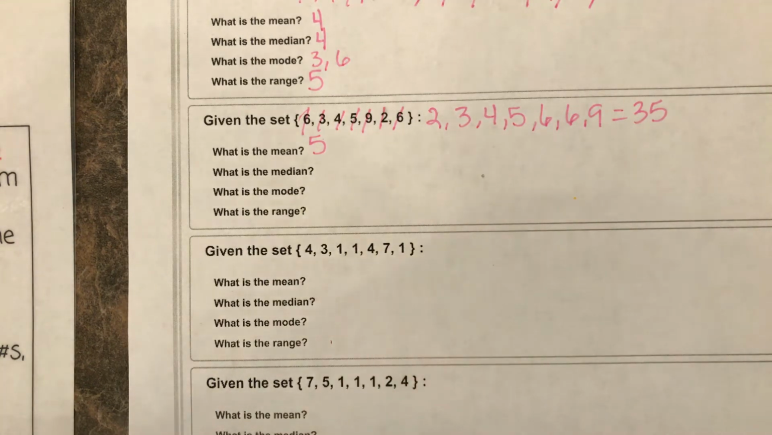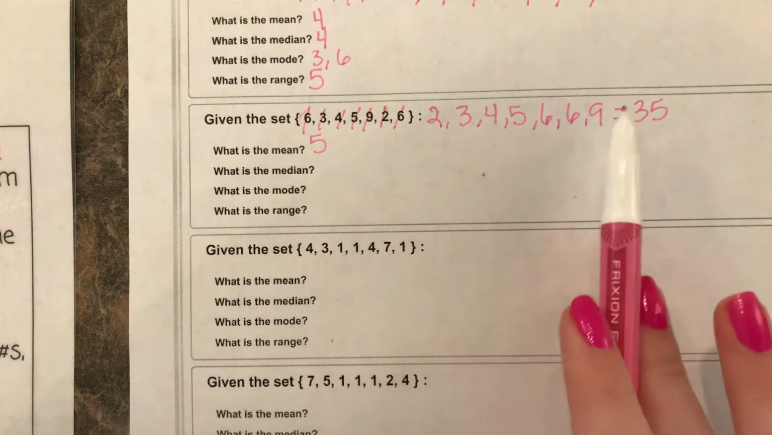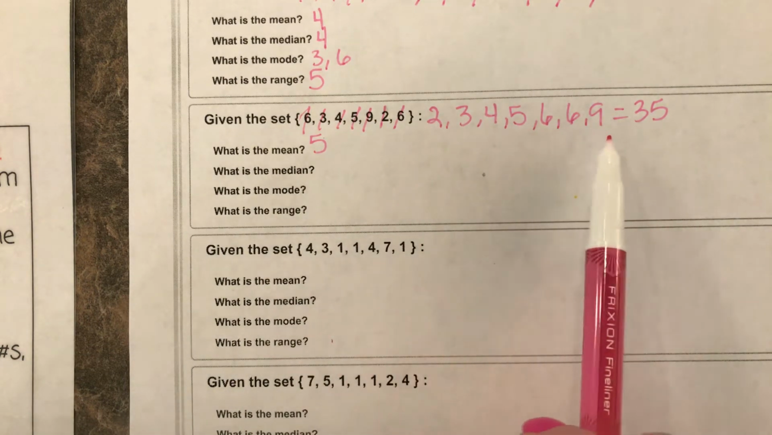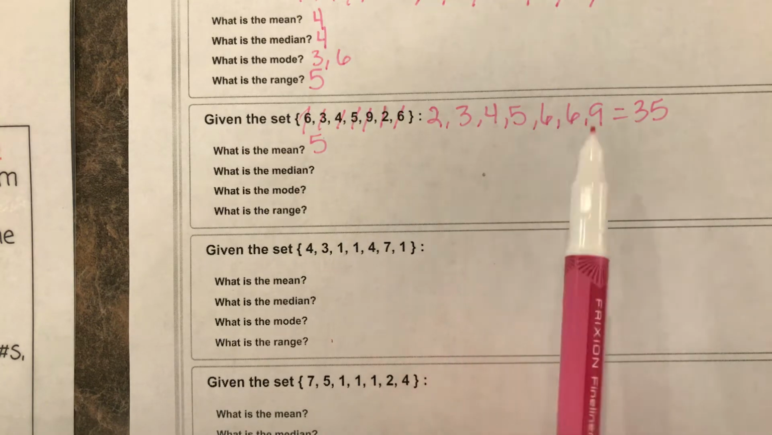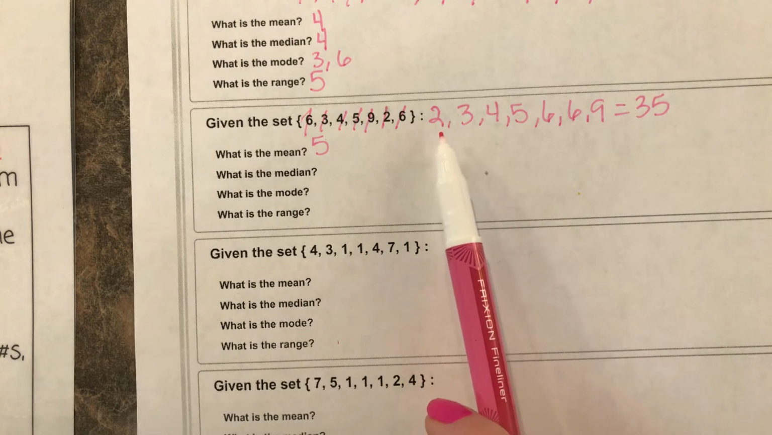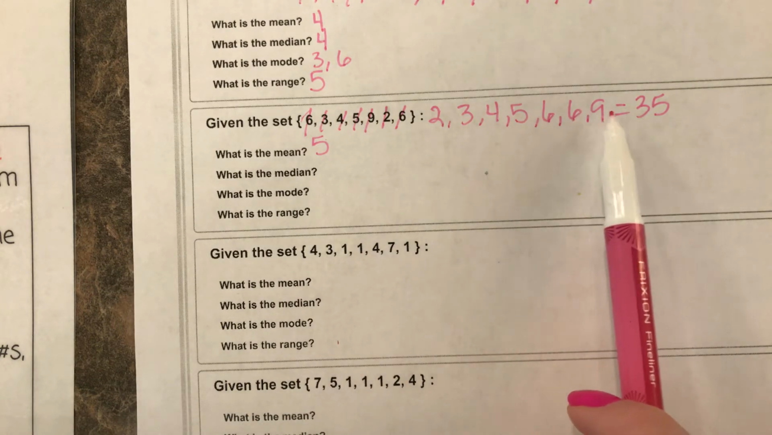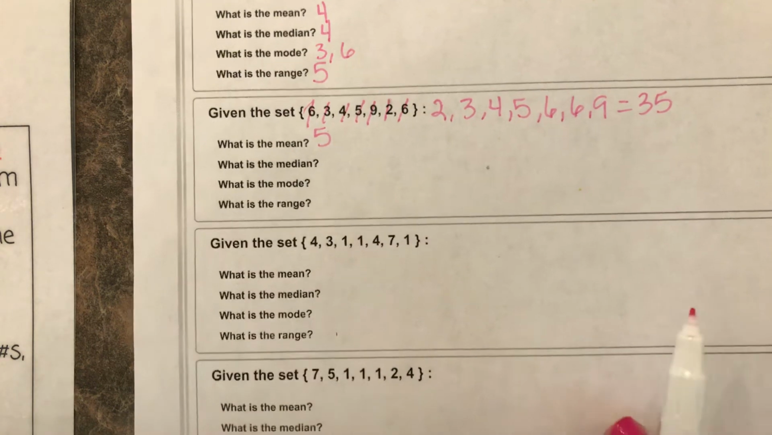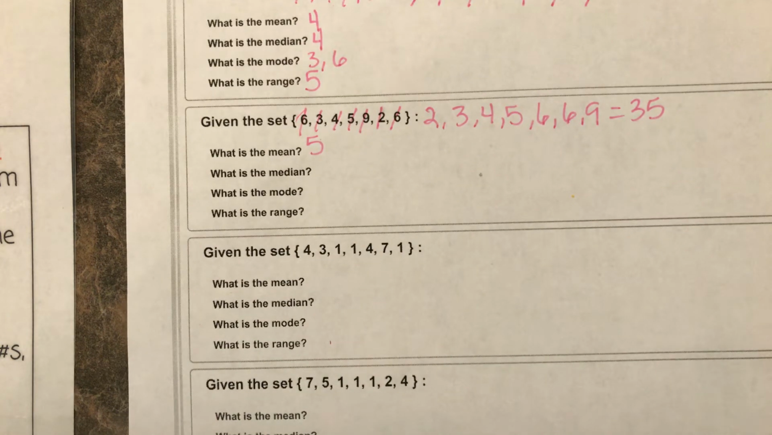Okay, so we had 7 numbers. Let's say that these are the days of the week, okay? Monday through Sunday. And let's say these are the number of cookies I ate on each day. I started out pretty small, but then by the end of the week, the weekend, one day I ate 9 cookies. So if I figured up, on average, how many cookies did I eat each day this week, I would say 5. Some days I ate more, some days I ate less, but the average is 5.